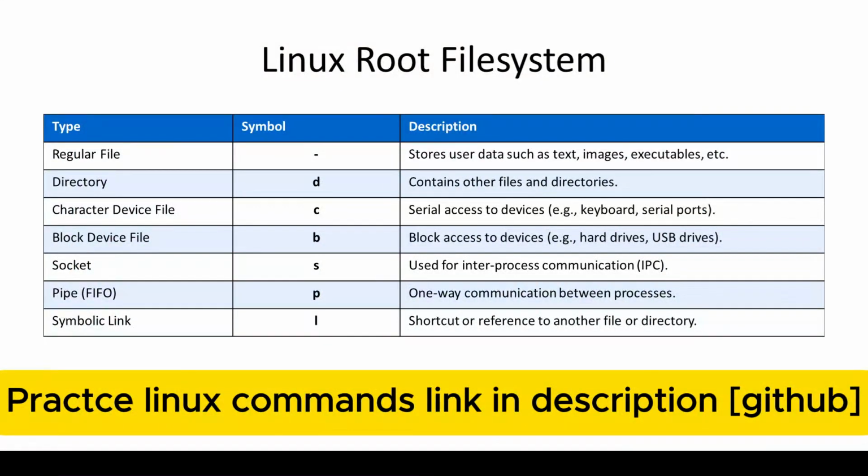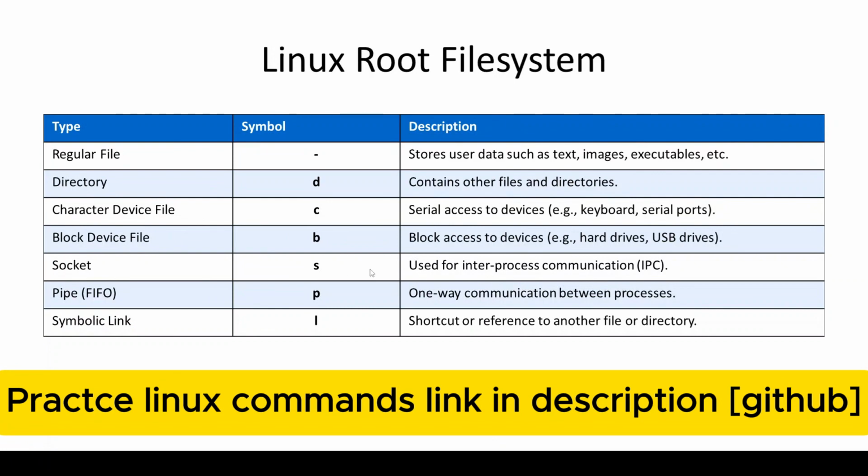Let's learn the Linux root file system. A regular file starts with hyphen, a directory starts with D, and character device files and block device files start with C and B. Character device file examples are keyboard and serial ports, because we can enter the data character by character. Whereas in hard drives and USB drives, where memory is involved, we write block by block. Those are the block device files.